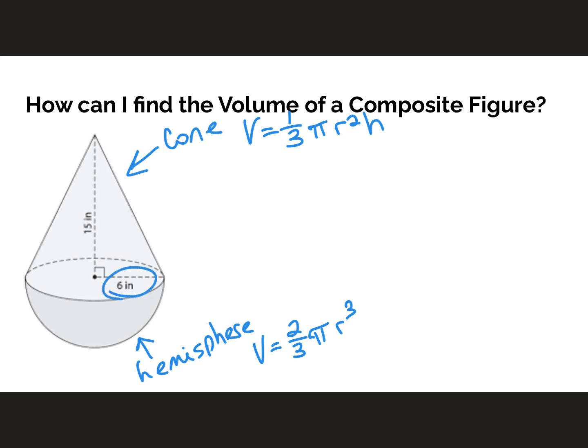So here my cone, its volume is 1/3 times 6 squared, which is 36, times 15, times pi. So I have 15 times 36, and 1/3 of that is 180. So this volume is 180 pi.